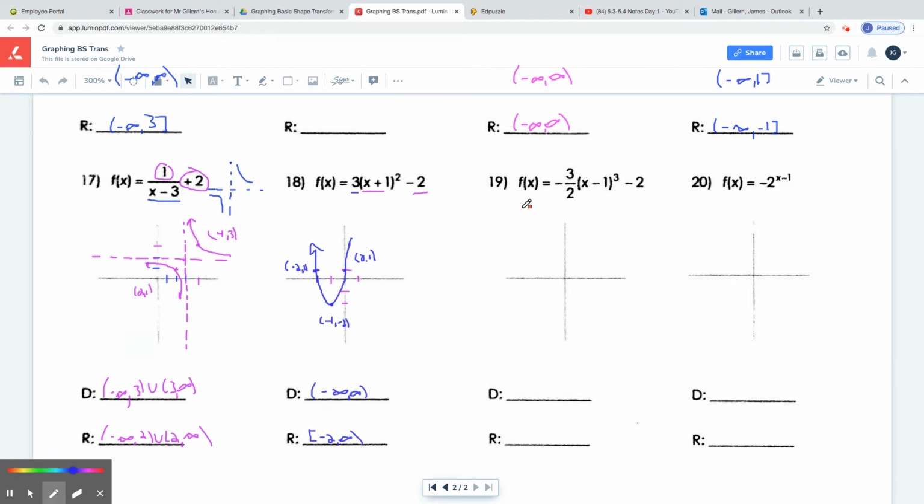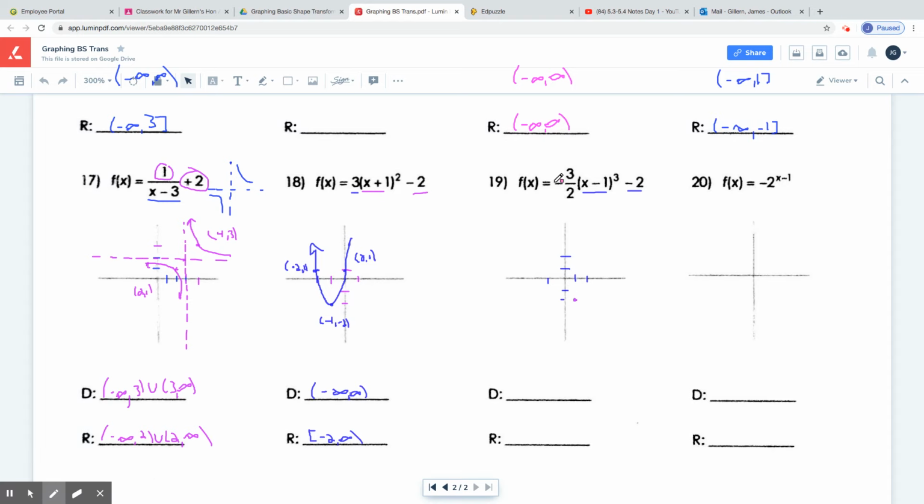All right, so for 19, we have a cubic. We want to find where that middle point is. So we're at 1, -2, right? We'll move to the right 1, down 2. All right, so that means we are at 1, -2.